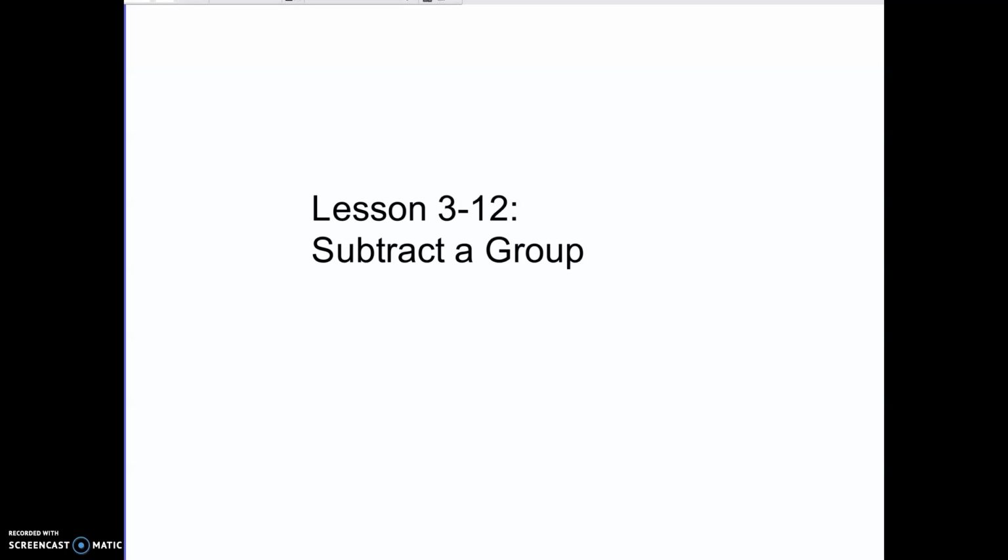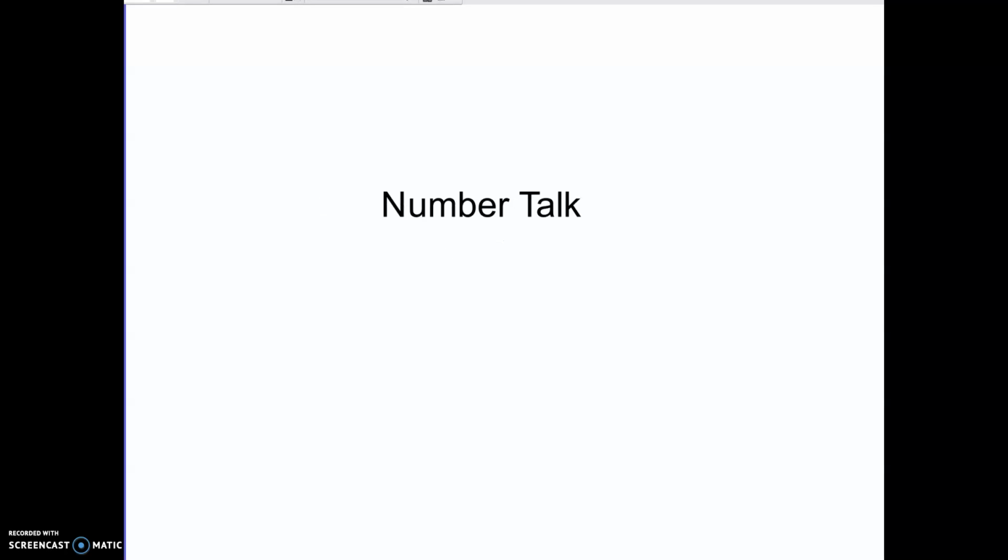Today's concept is going to be subtract a group. If you think about what we did yesterday, add a group, think about what we're going to do when we have to subtract a group. And we'll talk about that in a little bit. But first, on to number talk.